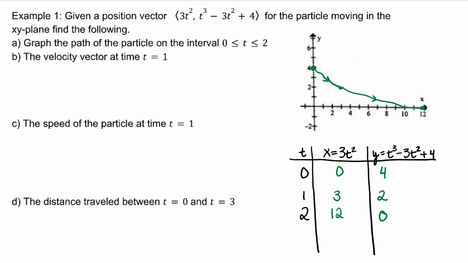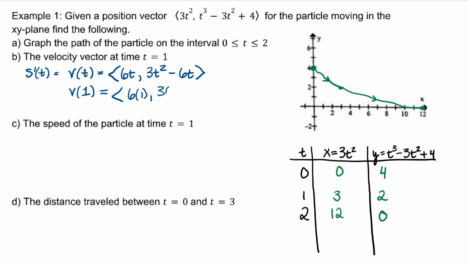For part B, let's find the velocity vector at time t equals 1. V of 1, or the velocity vector at t equals 1, is 6, negative 3. You could put a little arrow above, or you don't have to.